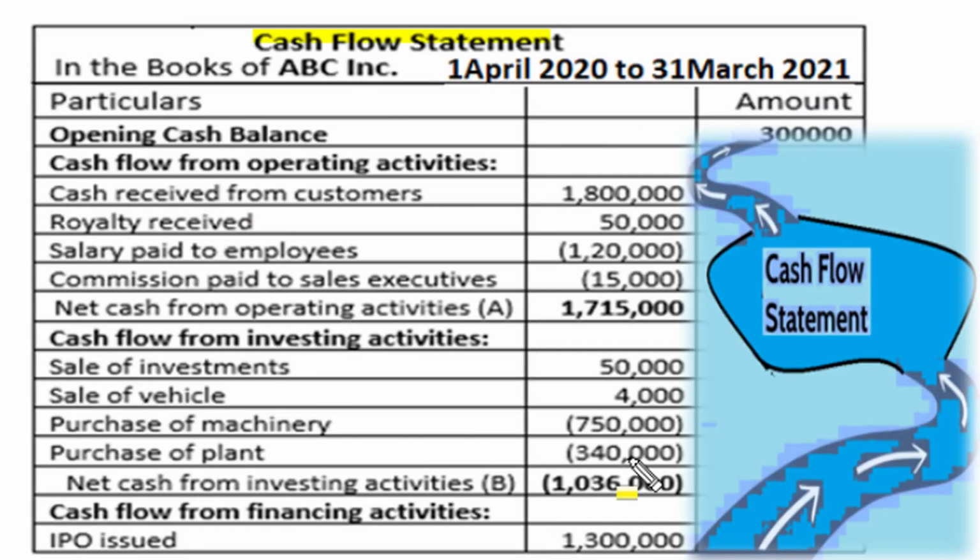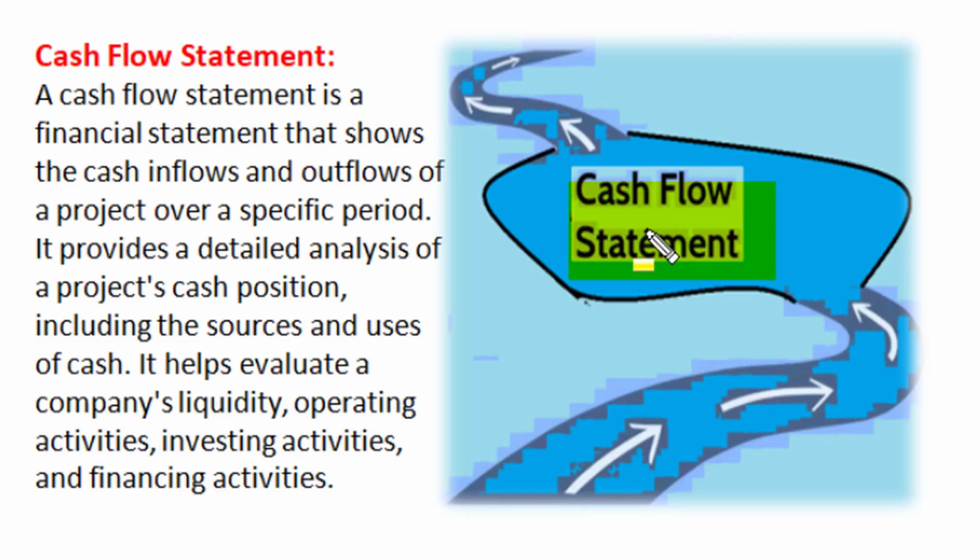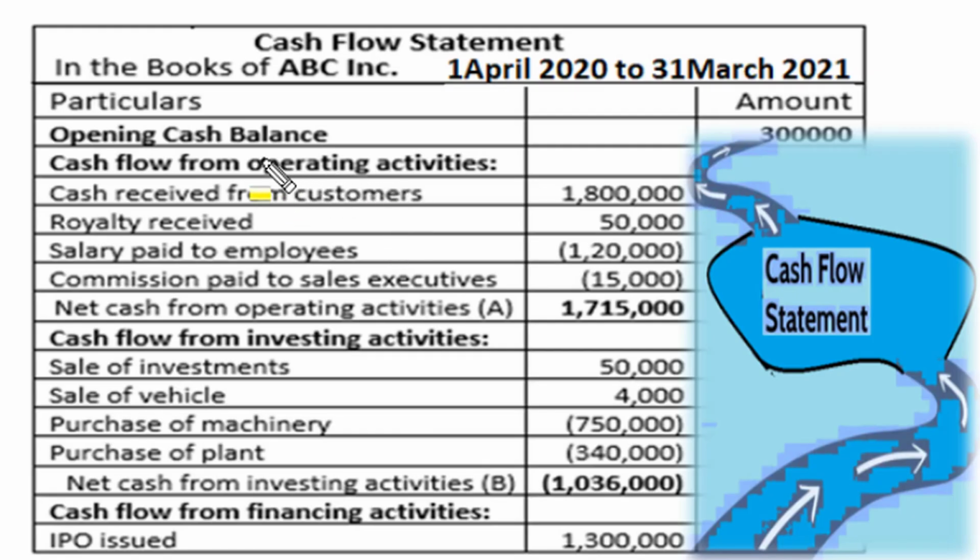Cash flow statement is a financial statement that indicates cash inflow and cash outflow of a project over a specified time period. It provides a detailed analysis of the project's cash position, including its sources and the use of cash. Cash flow statement helps to evaluate the company's liquidity status. It can also evaluate its operating activities, its investing activities, or the financing activity of the project or the company.